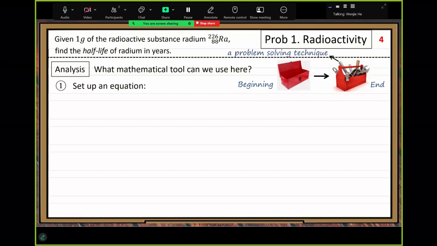Set up an equation. Remember the physics law, right? It's given, on the previous slide. So it's very easy to set up the equation because that equation is given. So this is the equation. We need to solve this differential equation. Very simple differential equation, okay?